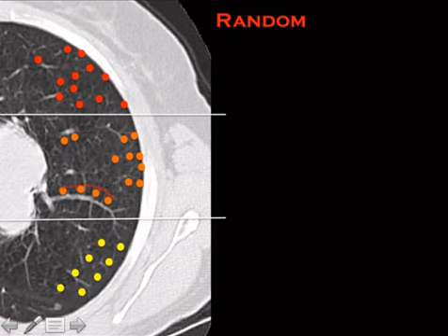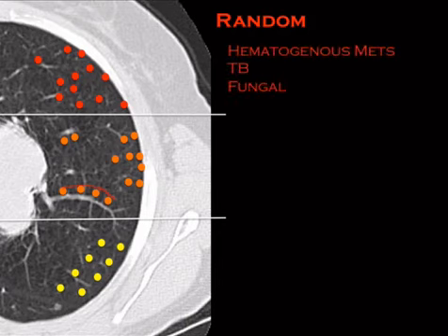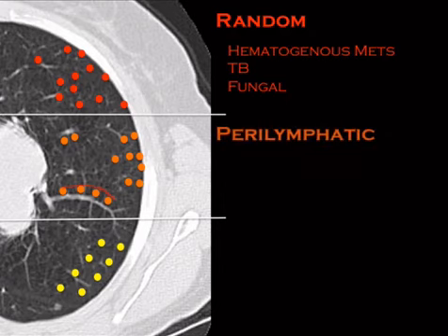Okay, so what are the random nodules? The way to think about these are things that are spreading hematogenously. It's not following the strict lymphatic drainage. It's just sort of everywhere, all the way out to the pleura. So hematogenous mets, TB, fungal infections. Now, perilymphatic has the classic one. If you were going to pick one or only remember one, it would be sarcoid.